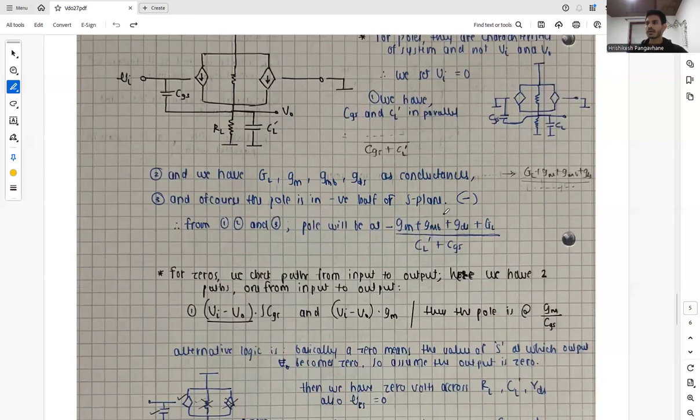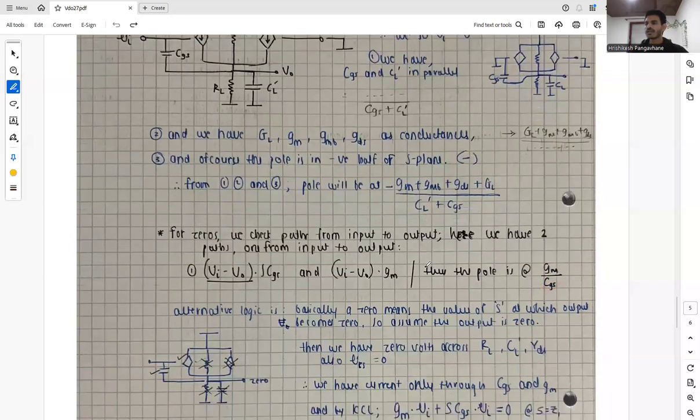And for zeros, we check further the paths from input to output. Here we have two paths from input to output: the first is due to Vi minus V0 times SCGS, and the other path is Vi minus V0 times GM. So the first path is from SCGS, and another one is due to GM. So the zero is at GM divided by CGS. An alternative logic for this is that a zero means the value of S at which the output becomes 0.